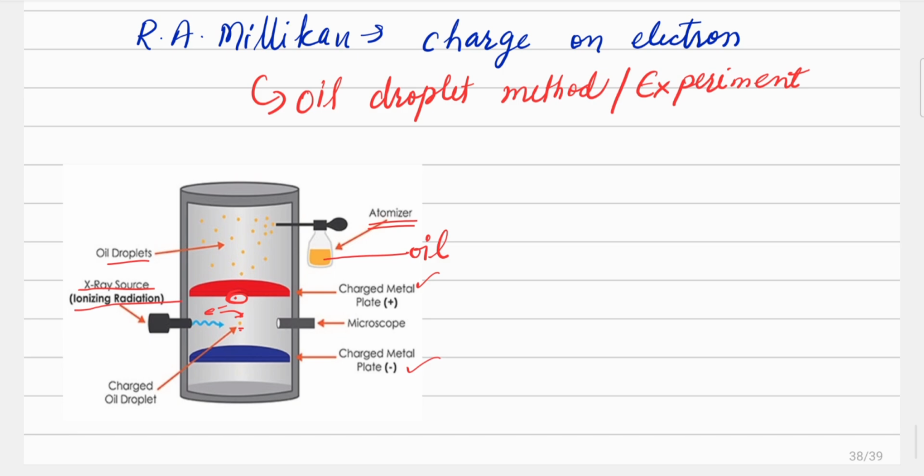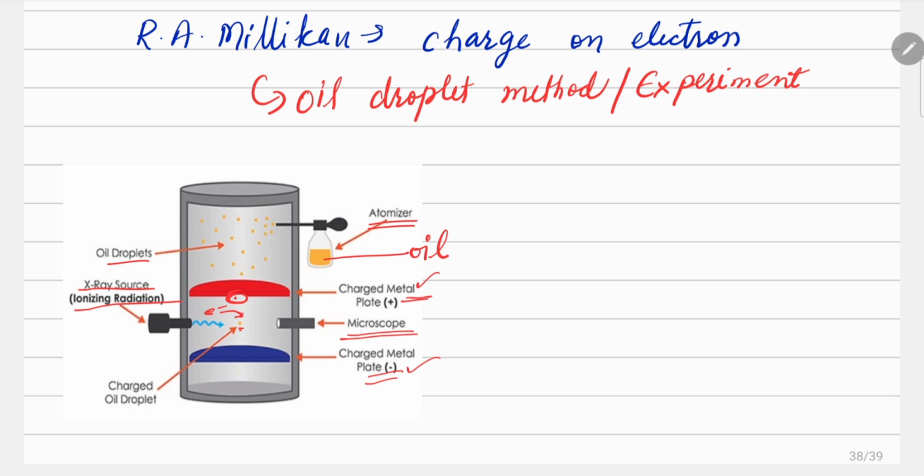Now when these oil droplets get the electron, they are negatively charged. Now what he did, he maintained the charge of these metal plates in such a way that these oil droplets would suspend in the center of the two metal plates, so that he could observe them through the microscope. When he did so, the droplet became stationary and he observed it through the microscope.